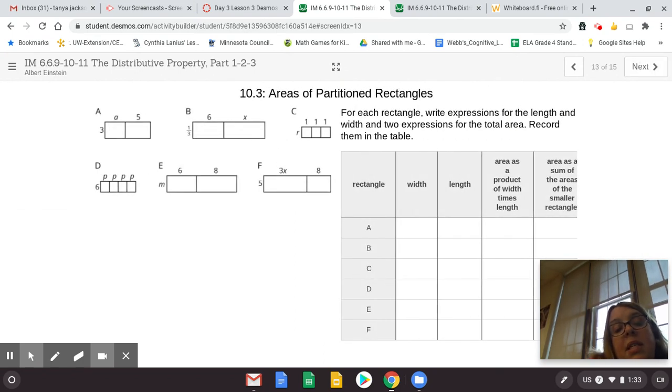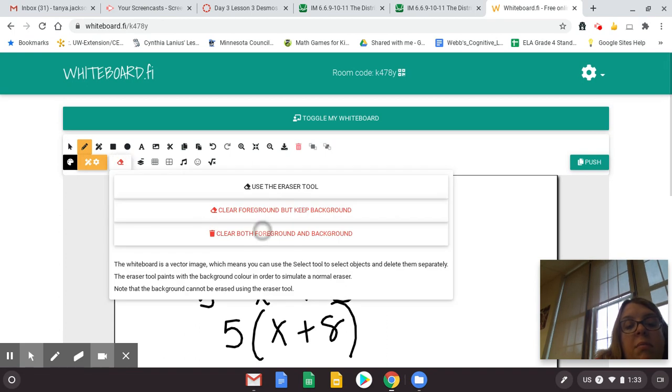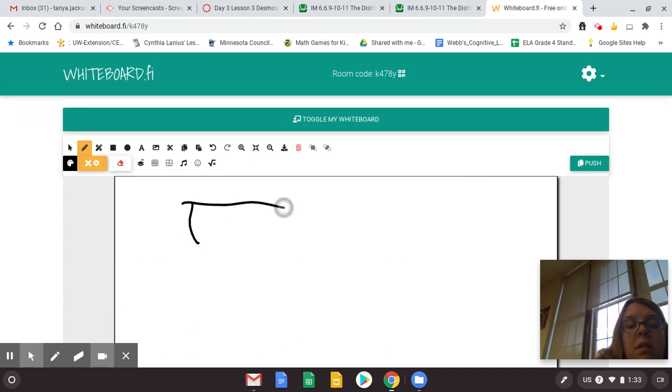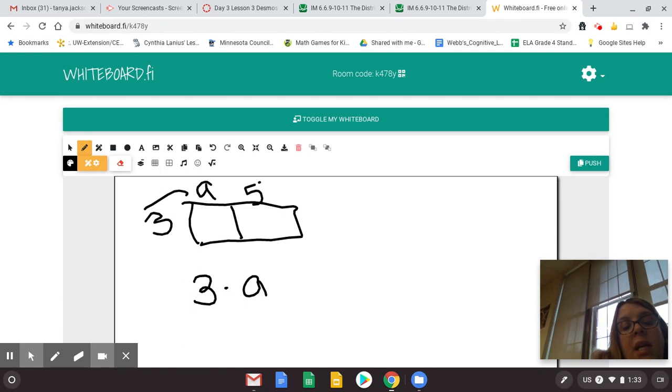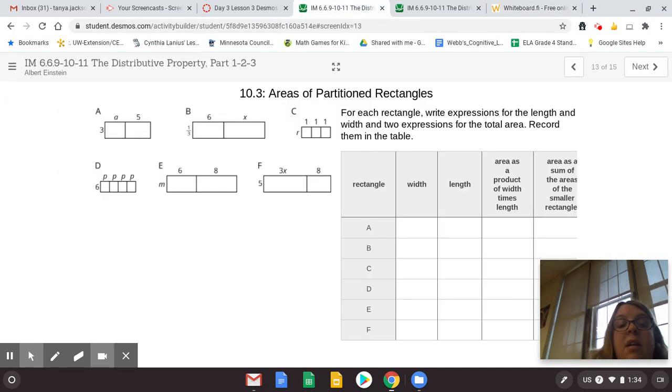And so that brings us to this next diagram, and we have this series of partition rectangles. We have 3 and a and 5, and so we can do 3 times a and 3 times 5. So again, it would be 3 times a plus 3 times 5, or another way to write it would be 3 times (a plus 5). And so hopefully you get the idea there, and you can do that for the rest of these.